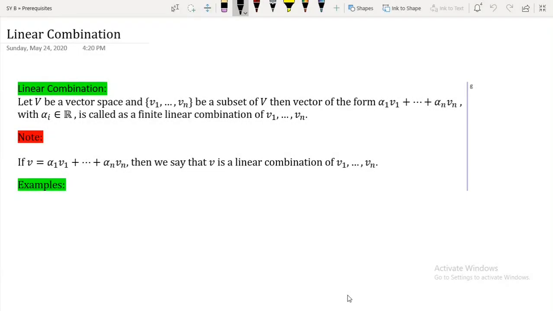Hello everyone. Today we are going to see the definition of linear combination.